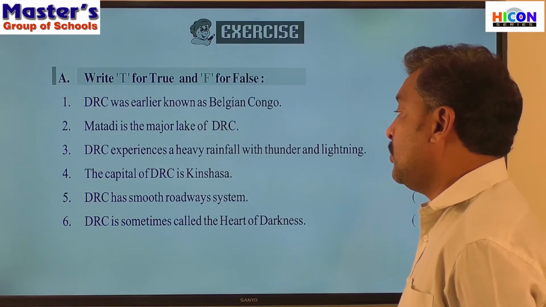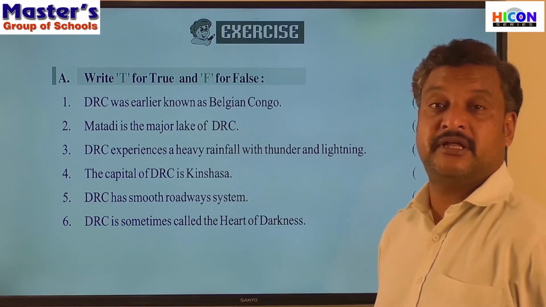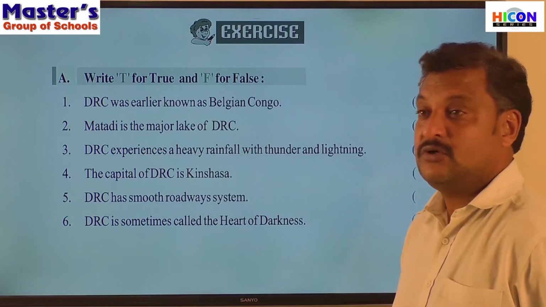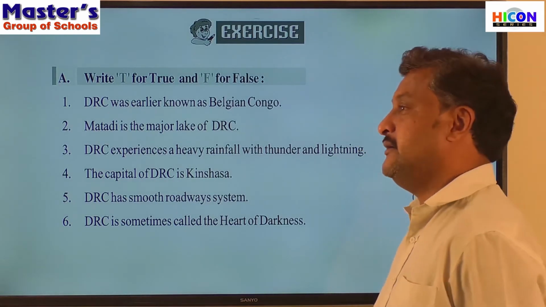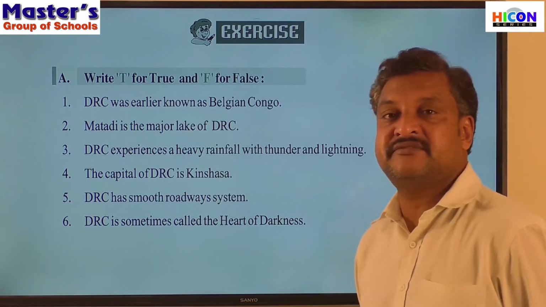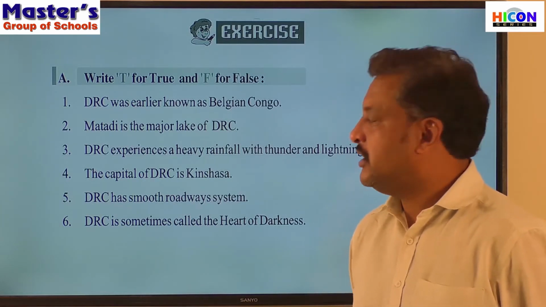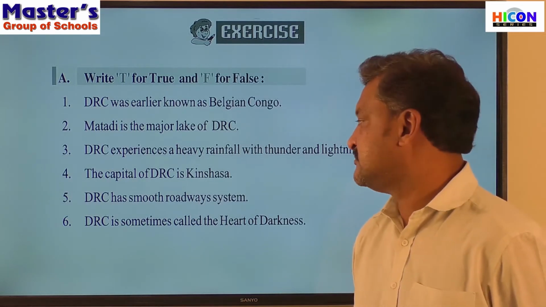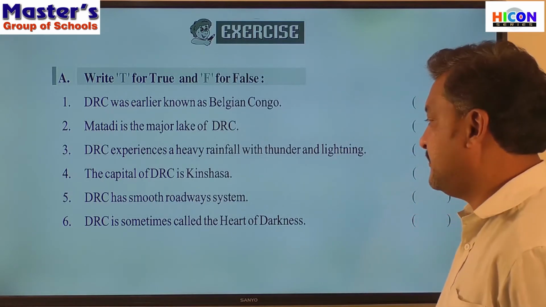DRC has a smooth roadway system. How many bridges should they construct if they have to construct their roadways like that? Roads are there only in those areas where there is land and some inhabitation. So in the 3 cities which we have studied, yes, they may have a road system, but not throughout Congo. A smooth waterway system is what is there in DRC, isn't it? So that is a false statement.